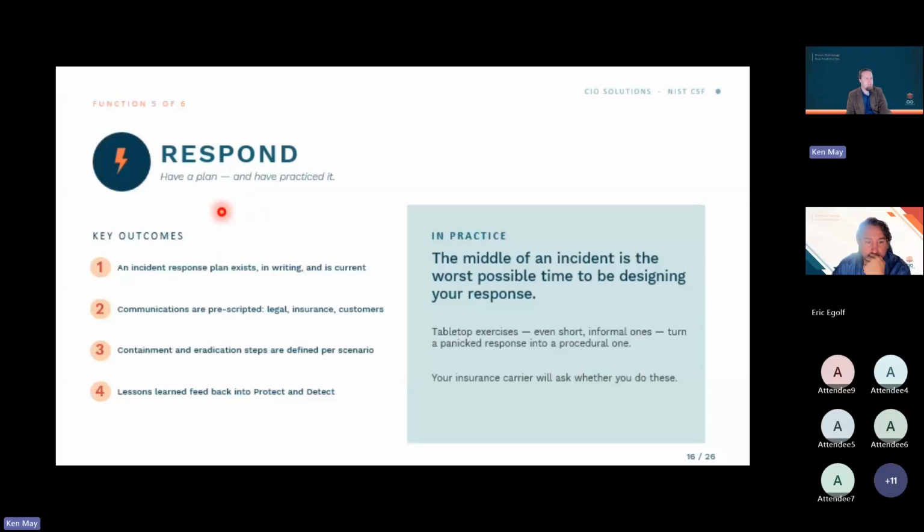So some of the outcomes that come from this would be a written IRP, an incident response plan. Sometimes what they call a BCDR, or a business continuity and disaster recovery plan. It's got to be in writing. It's got to be current. If it's talking about people, systems, locations that don't exist anymore, it's not being kept current, and it needs to have someone responsible for keeping it current.